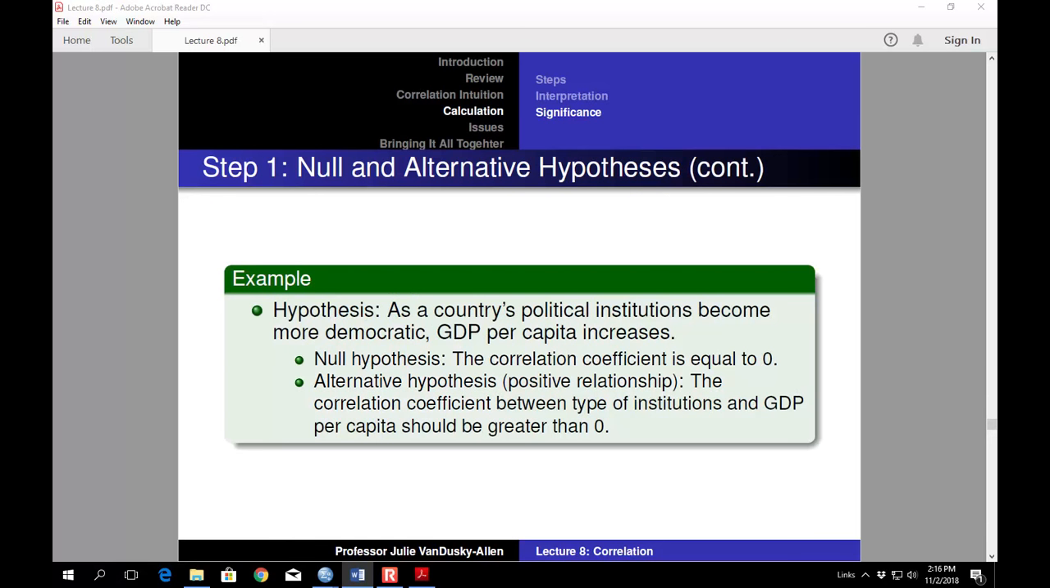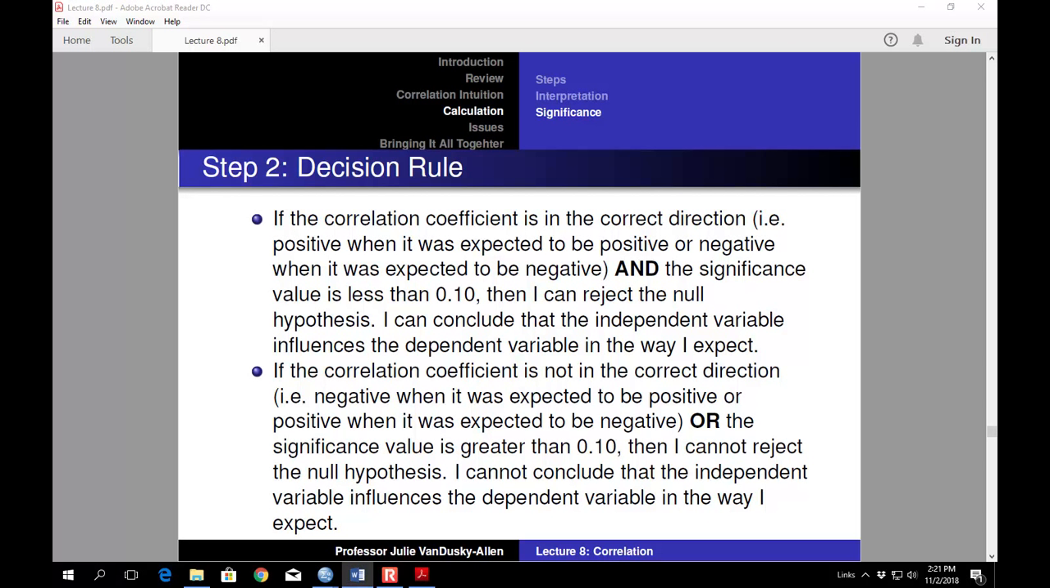In order to demonstrate how to conduct a correlation significance test in SPSS, I will use the following hypothesis. As a country's political institutions become more democratic, GDP per capita increases. The null hypothesis for this example would be that the correlation coefficient is equal to 0. The alternative hypothesis should be the correlation coefficient between type of institutions and GDP per capita should be greater than 0 because I expect a positive relationship. Step 2 is writing the decision rule.